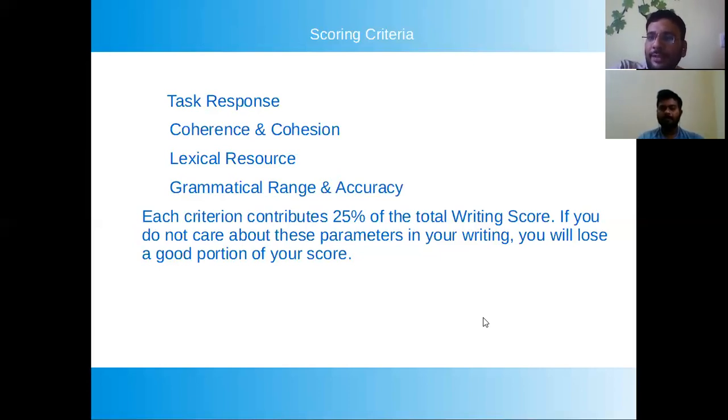Now, the third aspect is your lexical resource. This is nothing but your vocabulary. IELTS examiners are very particular about the fact that someone who's looking for a higher band, like band 8 and above, needs to use a variety of words to convey the message. So please make sure that you don't repeat words. Try to use synonyms as much as possible.